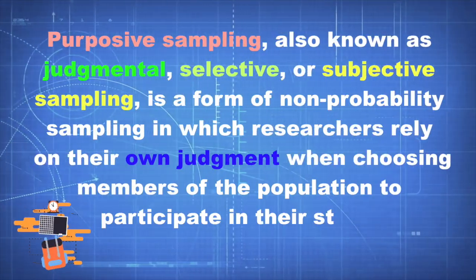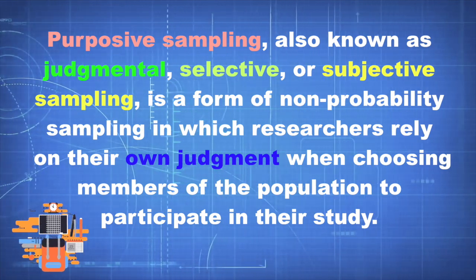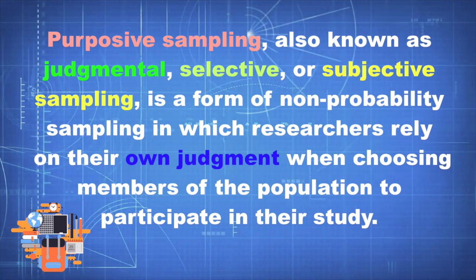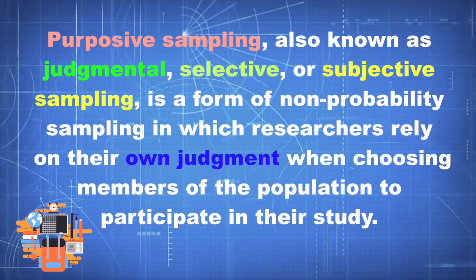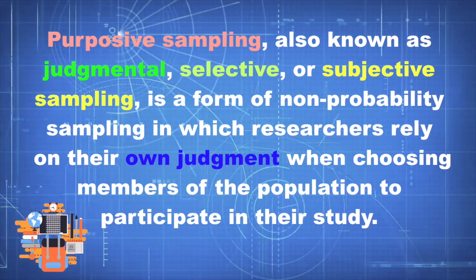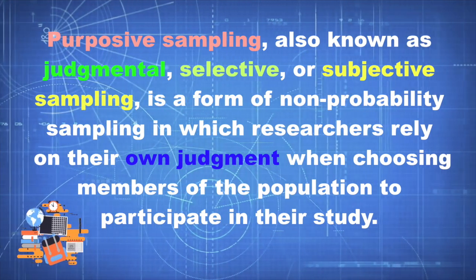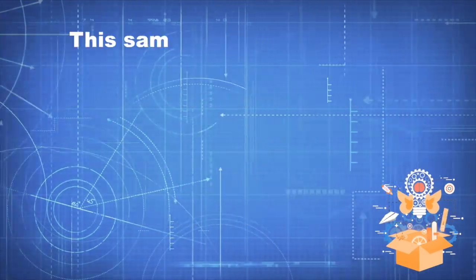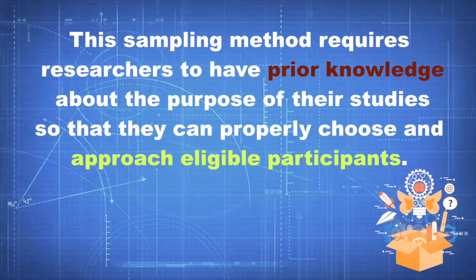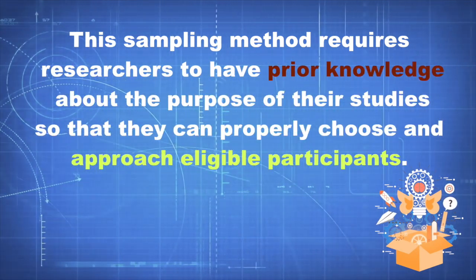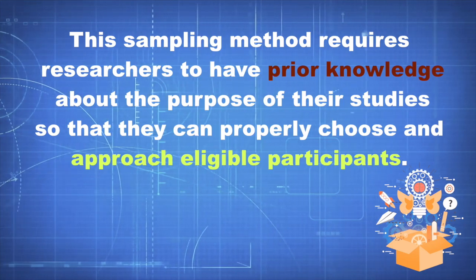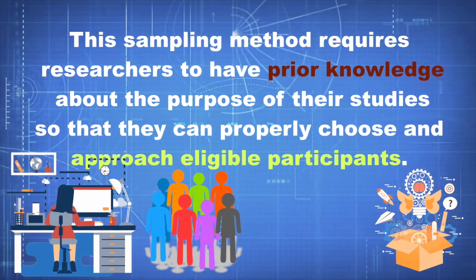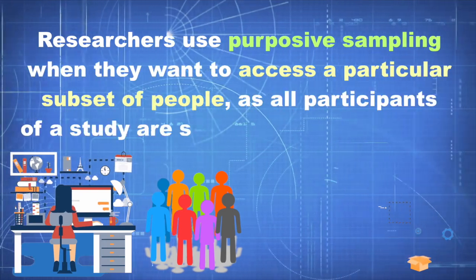Purposive sampling, also known as judgmental, selective, or subjective sampling, is a form of non-probability sampling in which researchers rely on their own judgment when choosing members of the population to participate in their study. This sampling method requires researchers to have a prior knowledge about the purpose of their study so that they can properly choose and approach eligible participants.